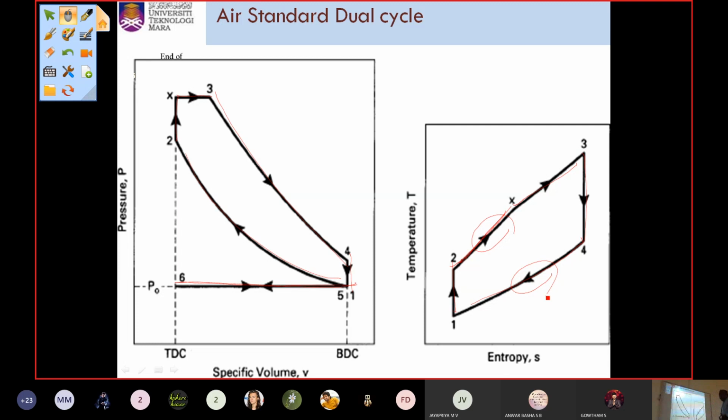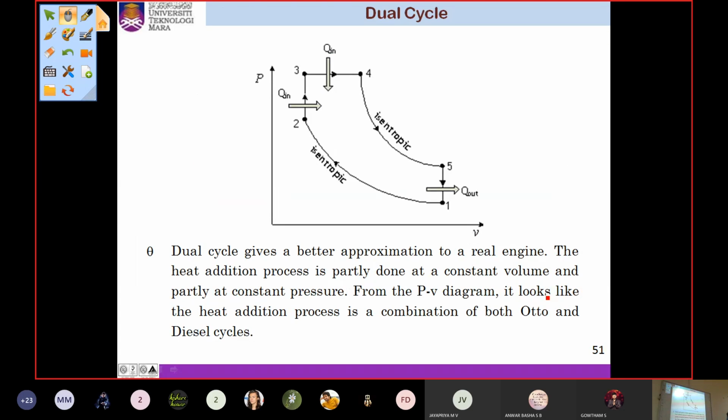So the PV diagram and TS diagram of the real cycle will be like this. You can refer to it, and you can get the finished PV diagram of this real cycle. The first stage will be isentropic compression, then constant volume heat addition, and in the process 3 to 4, constant pressure heat addition will be there. So there are two heat additions. If you want to calculate the net heat addition, you have to add both together.